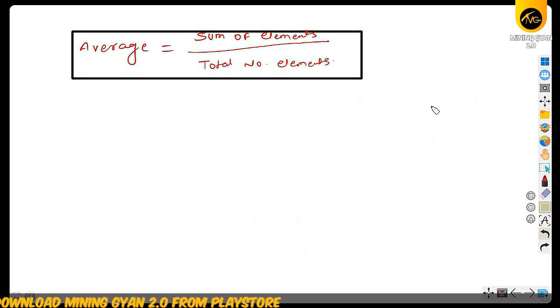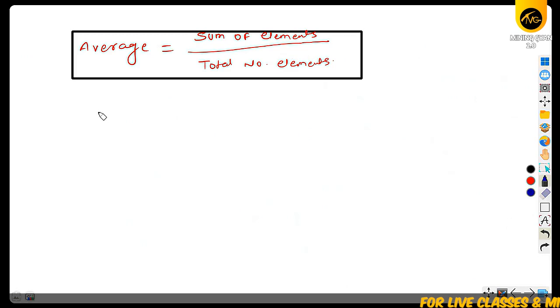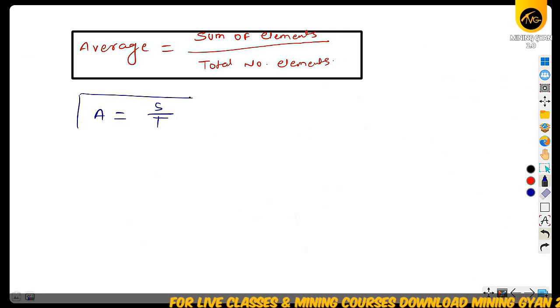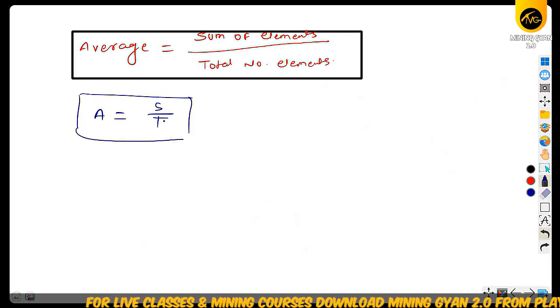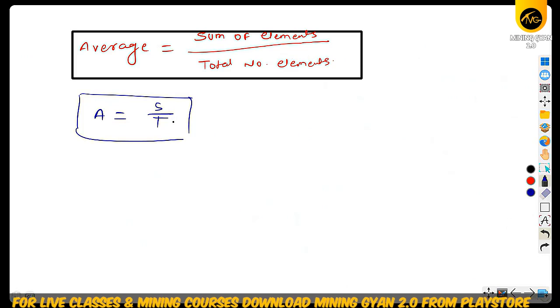Okay, so this is the basic formula of average. Sum of elements divided by total number of elements. So we can also write it like A is equal to S divided by T. S is sum and T is total. So basically you have to remember the sum and total, that is, sum of elements and total number of elements.